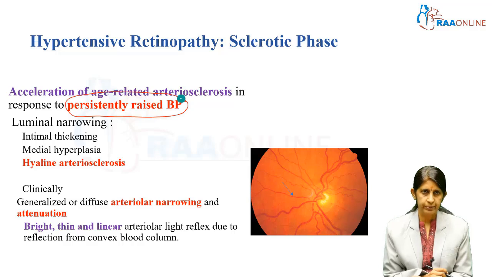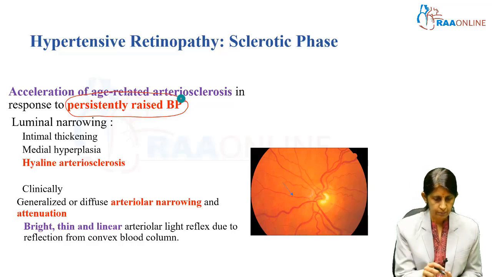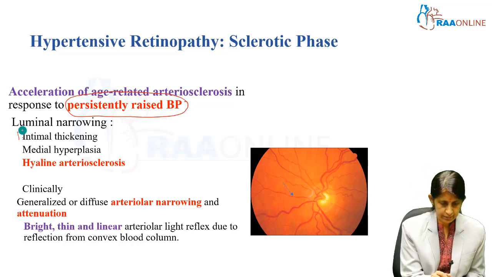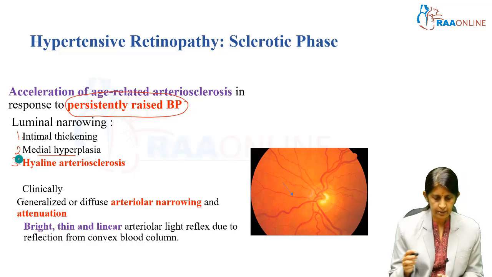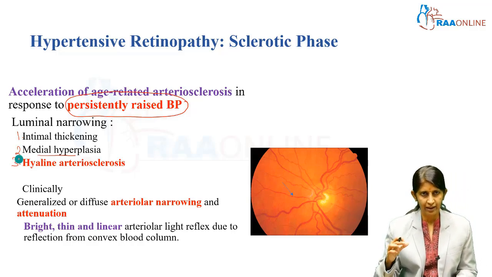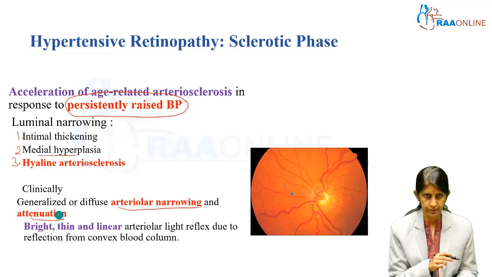So, in these patients, there is luminal narrowing like I just mentioned. What is this luminal narrowing? It occurs in 3 areas. One is intimal thickening. Then there is medial hyperplasia, that is more replication, and the third is hyaline arteriolosclerosis. This hyaline is important because when it is laid down, it makes the blood vessel lumen very small. Clinically, what you see is generalized or diffuse arterial narrowing and attenuation, which I mentioned in the previous slide.